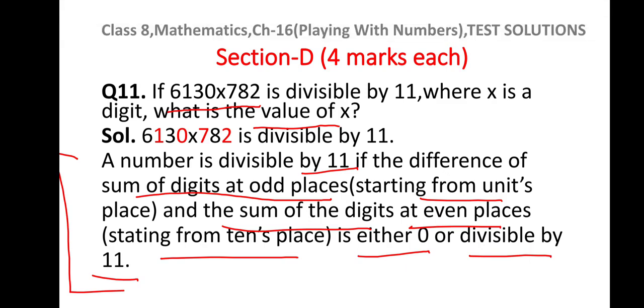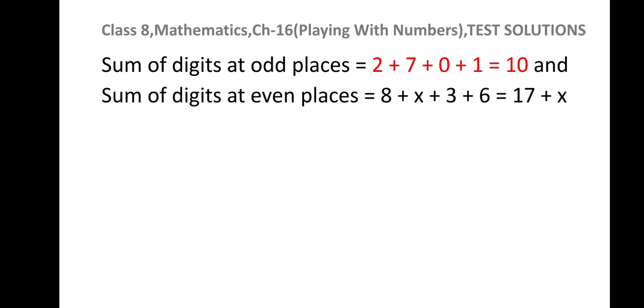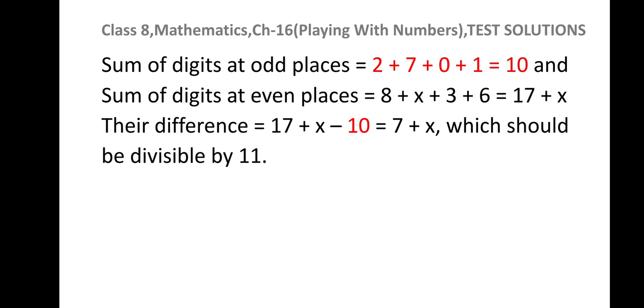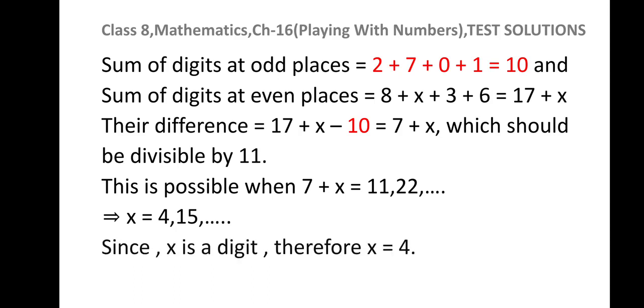So according to the divisibility rule, I need to take the sum of the digits at odd and even places. The sum of the digits at odd places is 10. The sum of the digits at even places is 17 plus x. Then I take their difference: 17 plus x minus 10, that is 7 plus x, which should be divisible by 11. This is possible when 7 plus x is equal to 11, 22. It can be any number which is divisible by 11. So x can be 4, 15. Since x is a digit, therefore x is equal to 4.